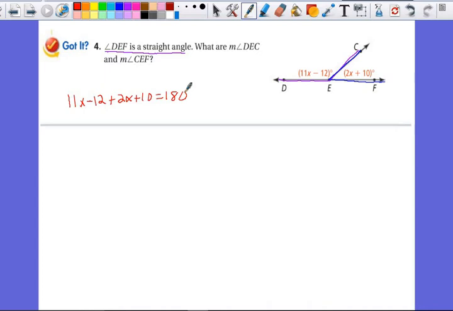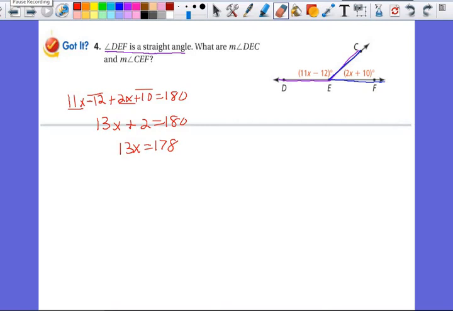So the first step is, we can combine like terms. We have 11x and 2x, which gives me a total of 13x. Then we have negative 12 plus 10, excuse me, gives us a plus 2 equals 180. So if I want to get rid of this 2 now, I need to subtract it, right? So I get 13x equals 178. Now the last step is we're going to take 178 and divide it by 13. Now if you do that, you'll notice it's a decimal.